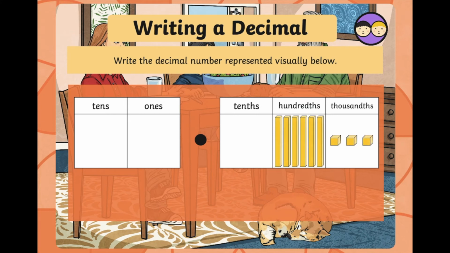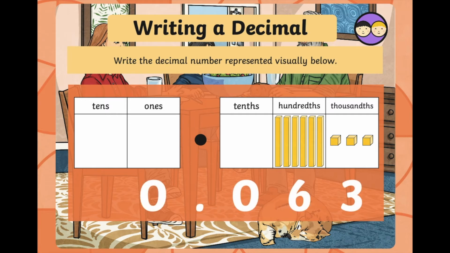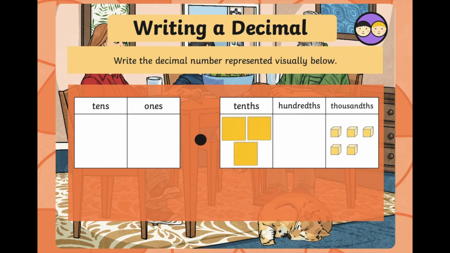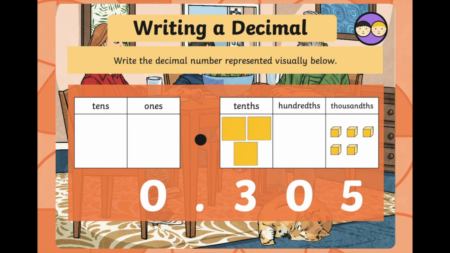And this next one. So that one is 0.063. We've got no tenths, 6 hundredths and 3 thousandths. Have a go at this one. So hopefully you got that one as 0.305.